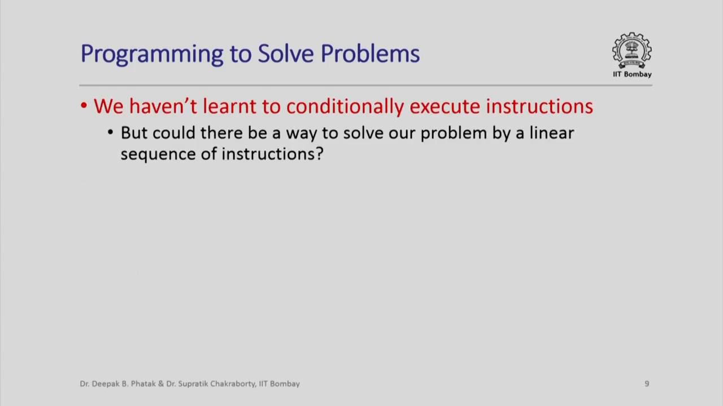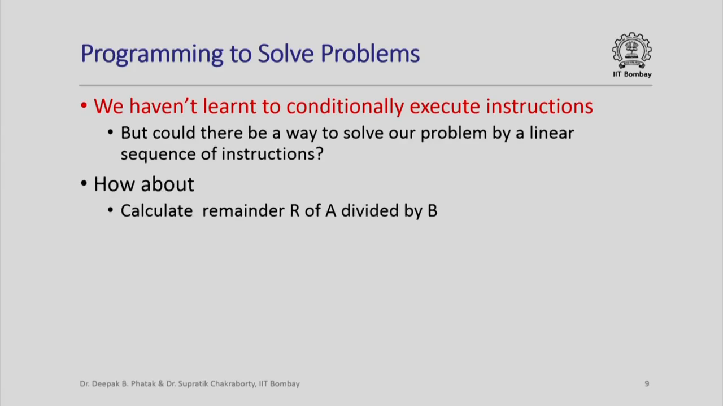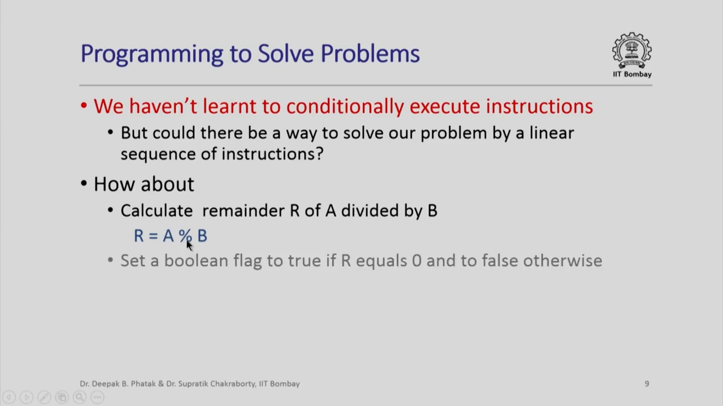Well, this is also an opportunity to think a little bit and find out, is there a way to solve our problem without using conditional execution of statements, just by a linear sequence of instructions? And in the case of this problem, it turns out that we can solve this problem by a linear sequence of instructions. So we could do the following. We could calculate the remainder of a divided by b in C++. This can be achieved by using the percent operator or the remainder operator.